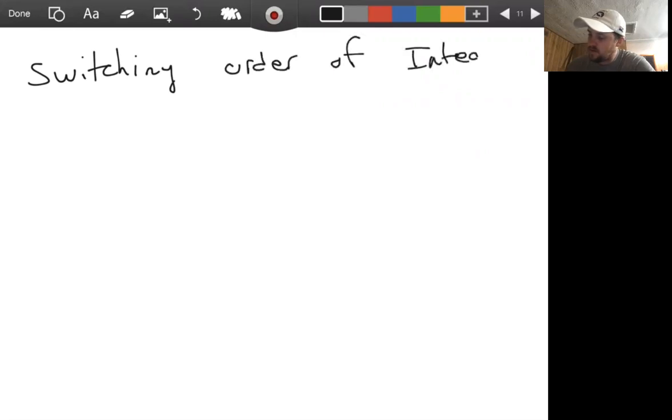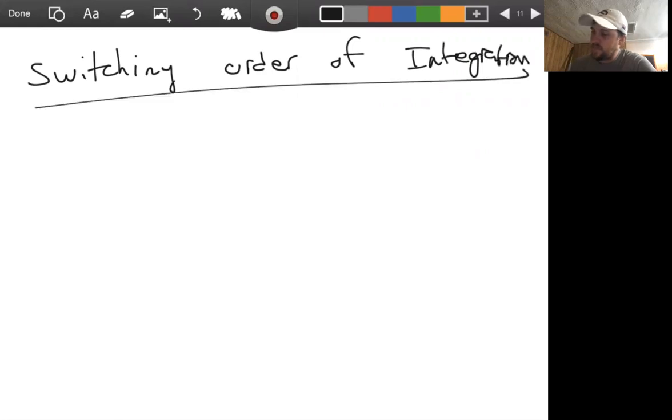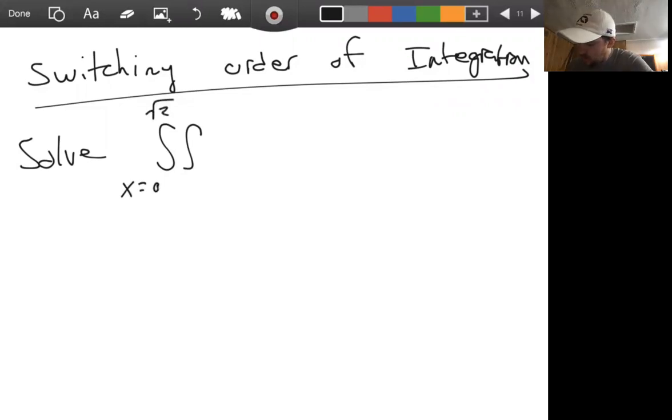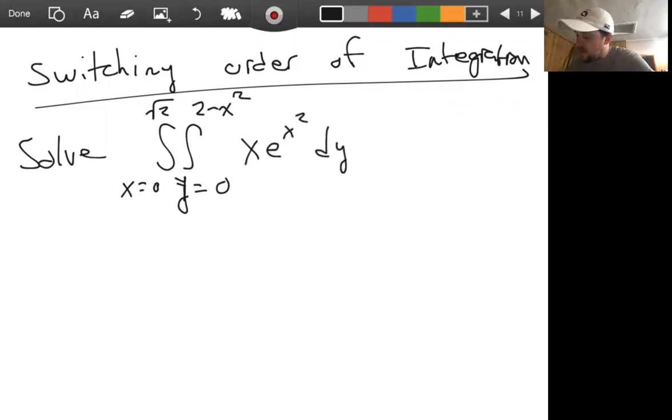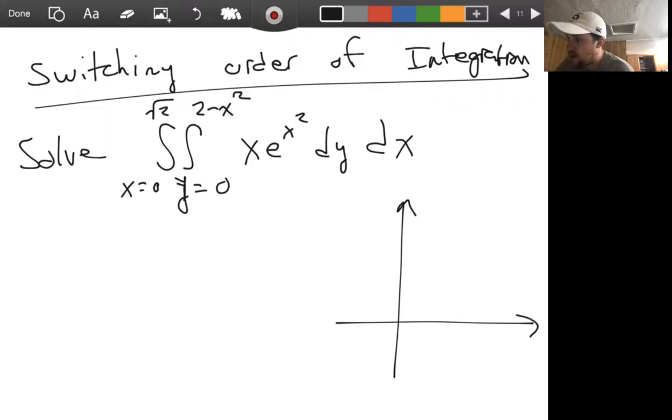Okay, so switching order of integration. Let's say we want to solve the double integral. x goes from 0 to root 2. y goes from 0 to 2 minus x squared of x e to the x squared dy dx. Okay, and so let's look at this region here.